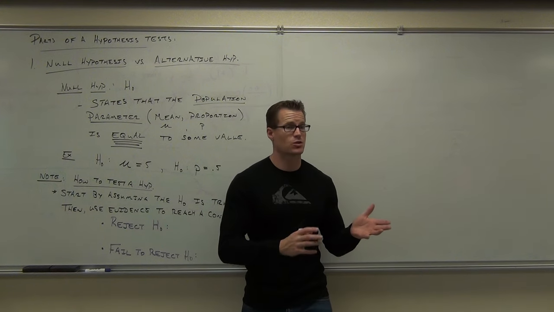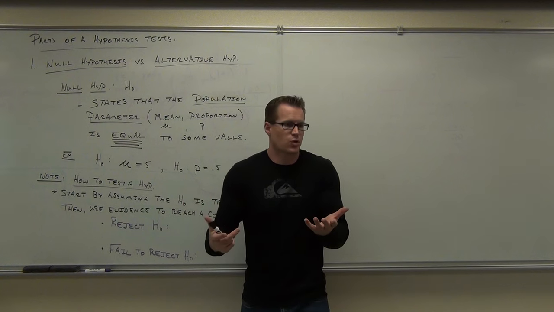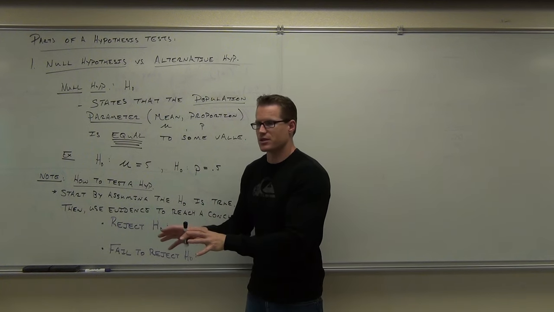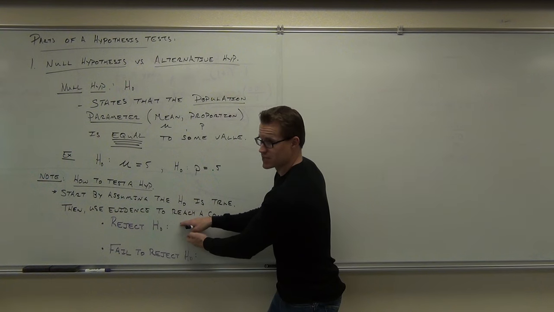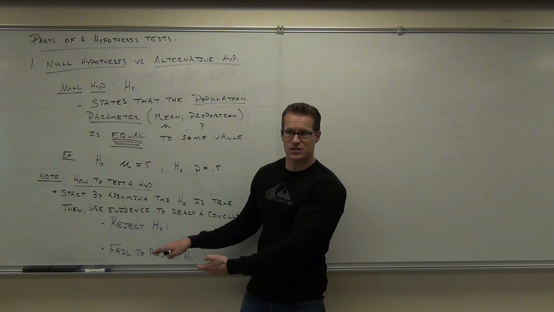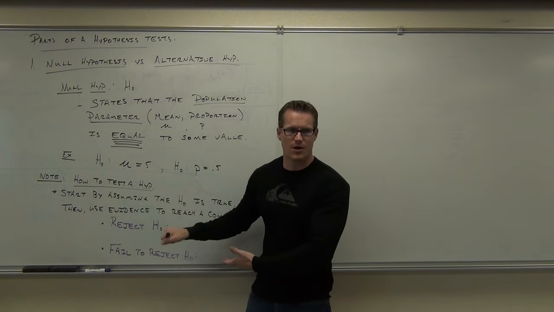It's kind of a pessimistic way of looking at things. You can't ever prove that claim right. But that's the way the courts work too. You can't ever prove anybody innocent. You can only prove them guilty. Guilty: you have enough evidence to say it's wrong. Or not guilty: you don't have enough evidence to say it's wrong. Does that make sense to you? This is our whole theme for hypothesis testing.